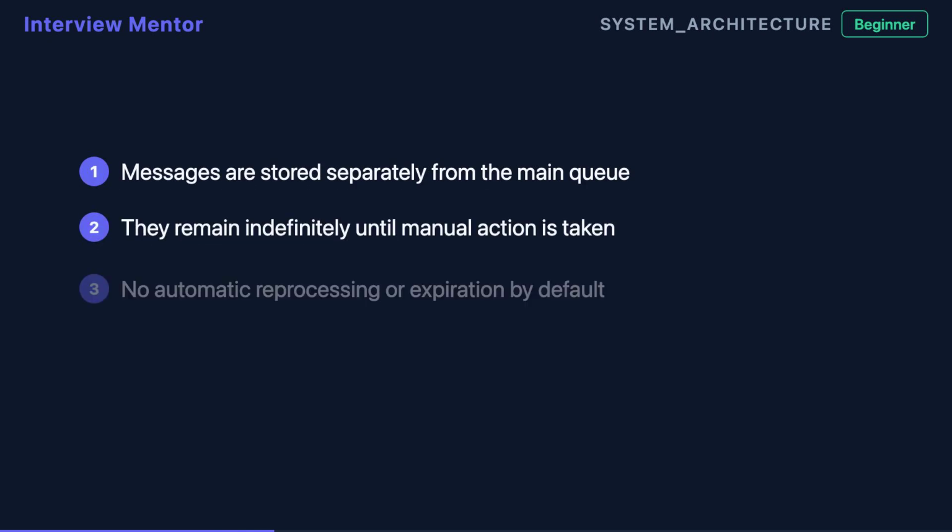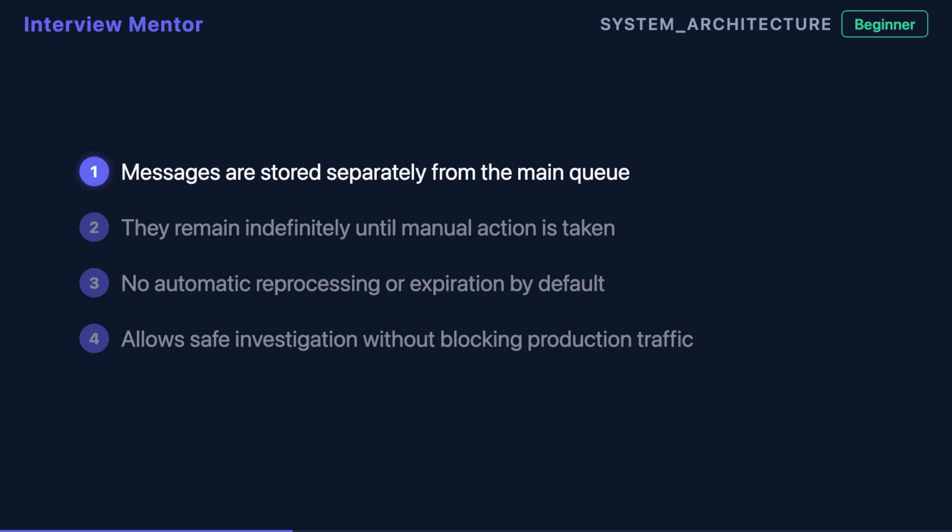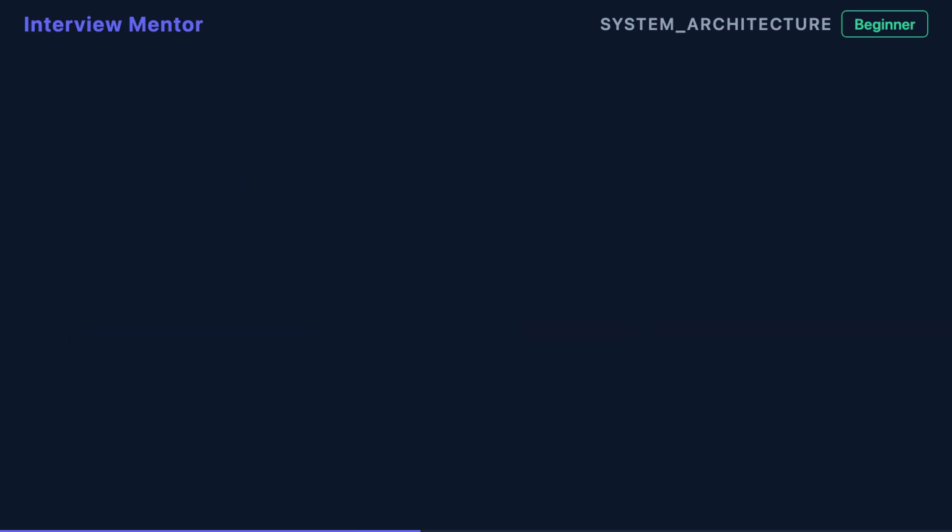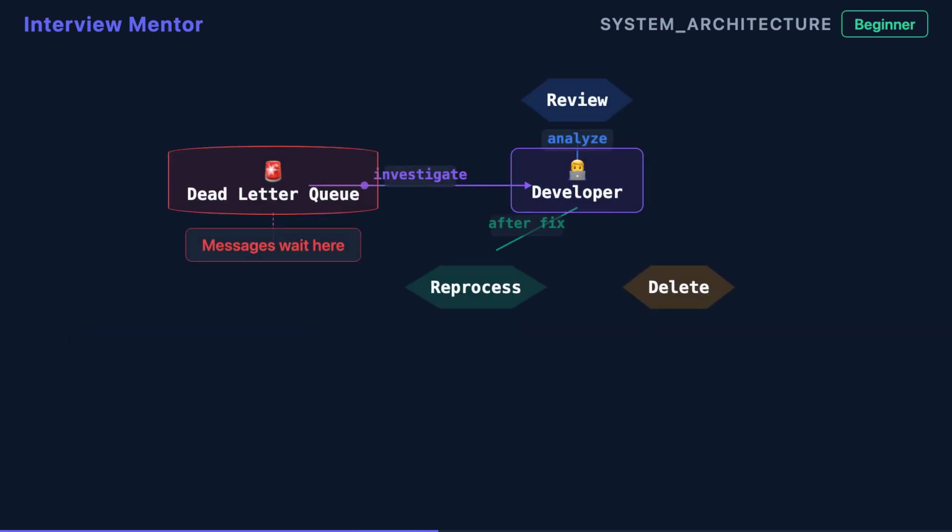Once messages land in a DLQ, they're stored separately from the main queue. They sit there waiting for human intervention. The messages don't disappear on their own, they don't get automatically reprocessed, and they won't expire unless you configure retention policies. This gives developers time to investigate what went wrong without pressure. Messages stay in the DLQ until you take action.